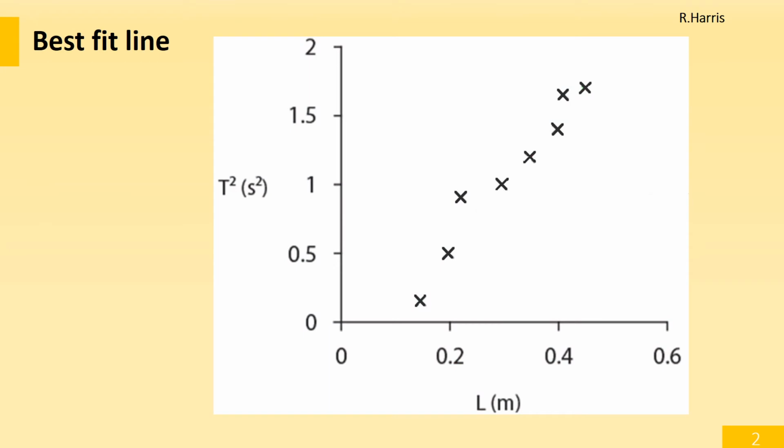Looking at this graph, period squared is plotted against length. Then, looking closely at the points, we notice that they do not form a perfect straight line, and this could be due to systematic errors or random errors. Hence, a best fit line is done to find the trend of the data and reduce the effects of errors on your calculations. Now, let's move on to some tips to remember when doing a best fit line.